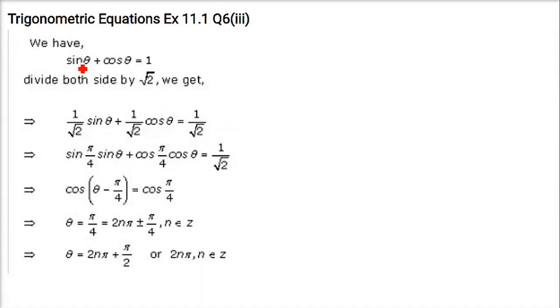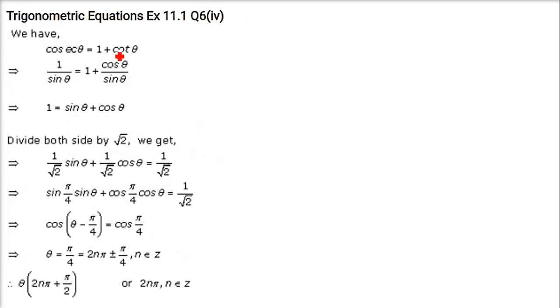Now divide both sides by root 2. So for this 1 by root 2, write sin 45 degree, sin pi by 4. For this, write cos pi by 4, that is cos 45 degree. This 1 by root 2 can be written as cos pi by 4. So cos theta minus pi by 4 is cos pi by 4. So now theta minus pi by 4 is simply 2n pi plus minus pi by 4. Now bring it here. One time you take plus, one time you take minus.